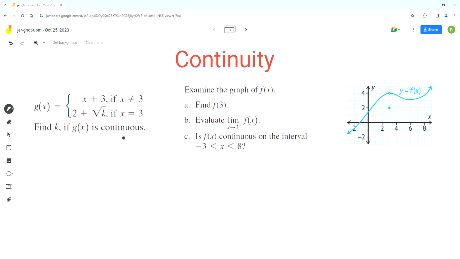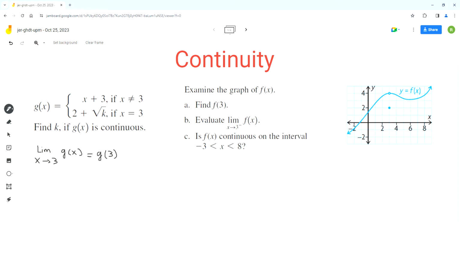We have to understand the concept of continuity for this problem. A function is continuous if the limit value for that function at the x value is equal to the function value at that x value. So in this case, the limit as x approaches 3 of g(x) should be equal to g(3). This is a very important concept we need to understand and memorize for continuity.